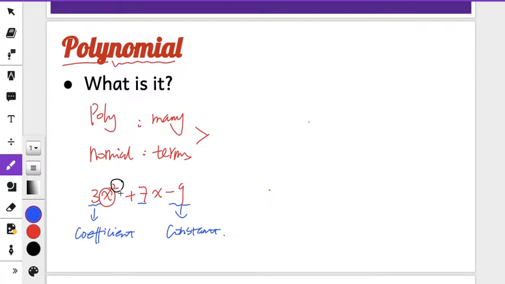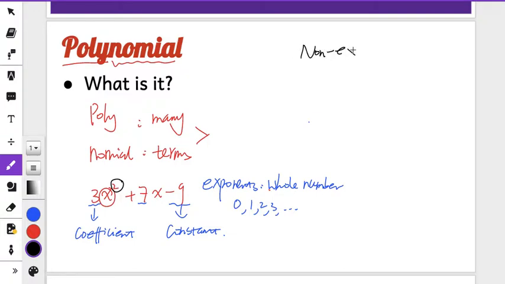And for the exponents, there is actually a very important part in defining a polynomial: exponents in a polynomial must be whole numbers. So what does that mean? That means all the exponents for the variable can be 0, 1, 2, 3, and keep going, but it cannot be some negative number. So let's check some non-examples here.